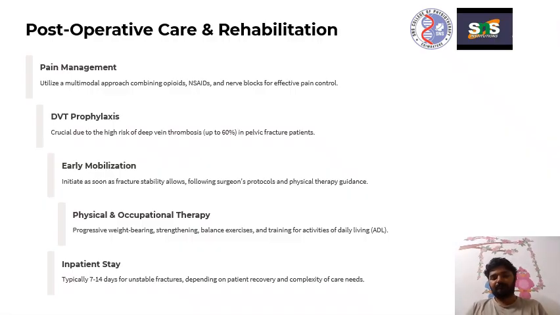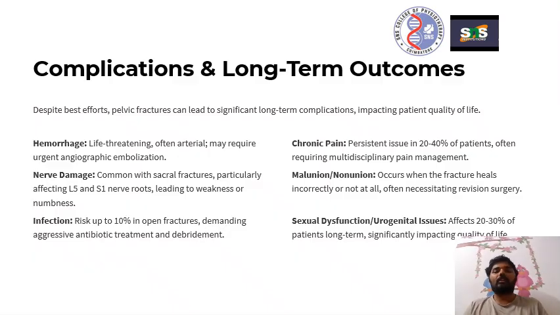Then complications and long-term outcomes. Despite the best efforts, pelvic fractures can lead to significant long-term complications impacting the patient's quality of life. Hemorrhage, life-threatening and often arterial, may require urgent angiographic embolization. Nerve damage is common with sacral fractures, particularly affecting the L5 and S1 nerve roots, leading to weakness or numbness. Infection: risk of 10% in open fractures, demanding aggressive antibiotic treatment and debridement.